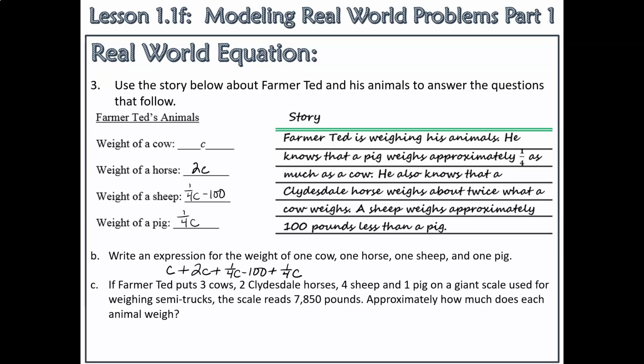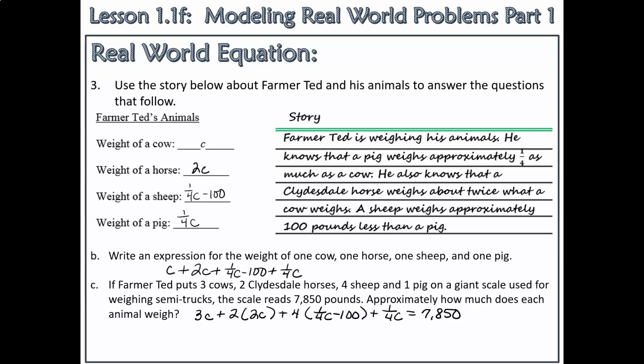Okay, part C says if he puts 3 cows, so 3 times the weight of a cow, and he adds to that 2 horses, the horses are 2C, 4 sheep. So we're going to have to put this in parentheses because there are 2 terms in that expression. And just 1 pig. On a scale, that's a scale used for weighing semi-trucks, so that's a big scale. And the scale reads 7,850 pounds. Approximately how much does each animal weigh?